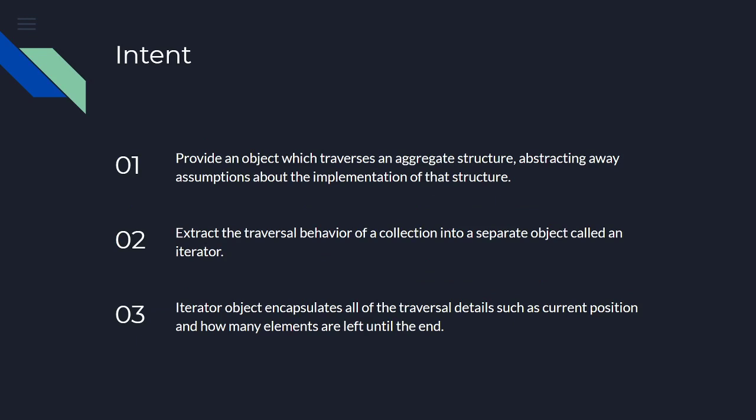3 key points here for the intent of the pattern: to provide an object which traverses an aggregate structure, abstracting away assumptions about the implementation of that structure. So kind of like a dynamic list. Extract the traversal behavior of a collection to a separate object called an iterator. The iterator object encapsulates all the traversal details, such as current position and how many elements are left until the end.